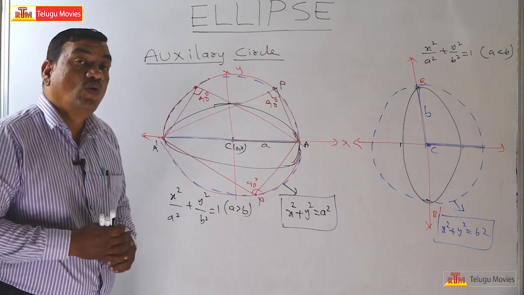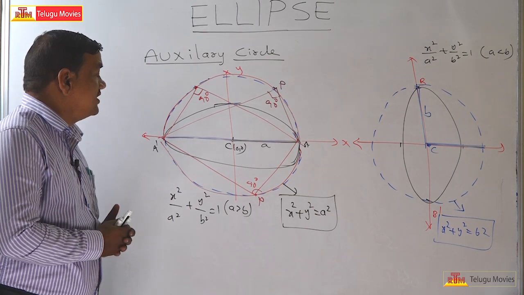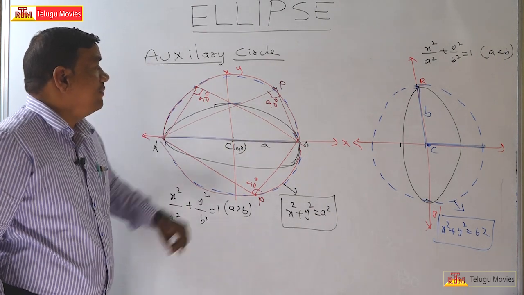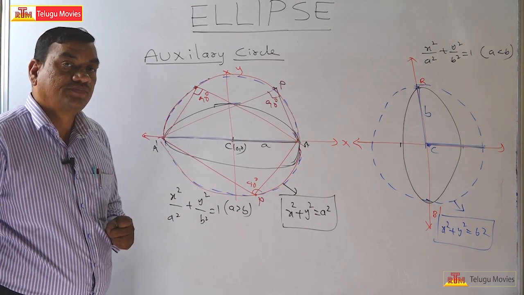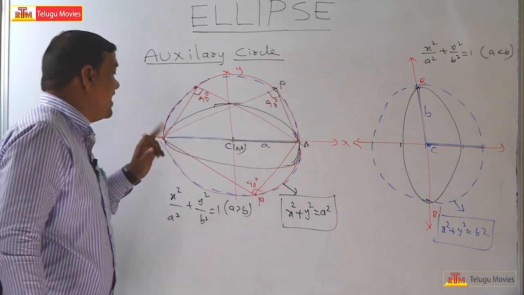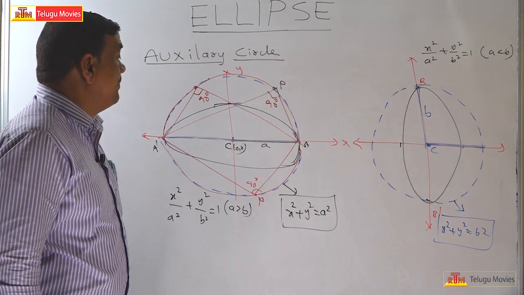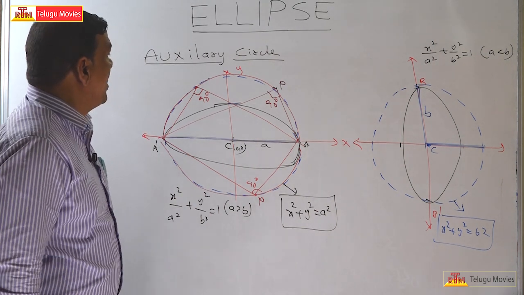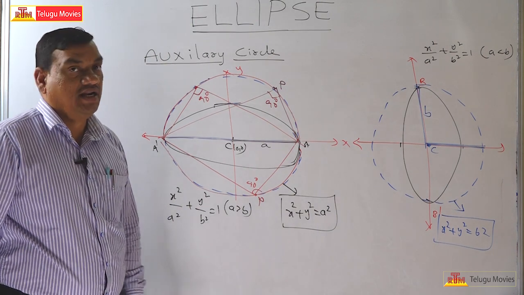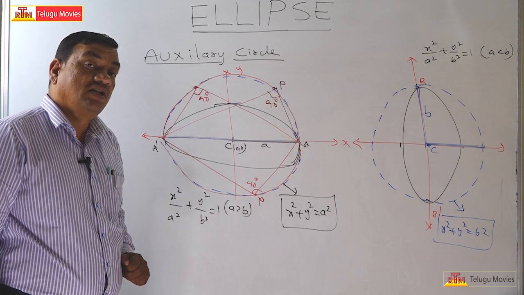So this is one of the properties: taking A and A dash as the end points, if you join them to any point P, you will get 90 degrees. That means angle A P A dash is equal to 90 degrees. Okay, that is also one of the important properties of auxiliary circles of the ellipse. Now I hope that you understand this auxiliary circle concept.